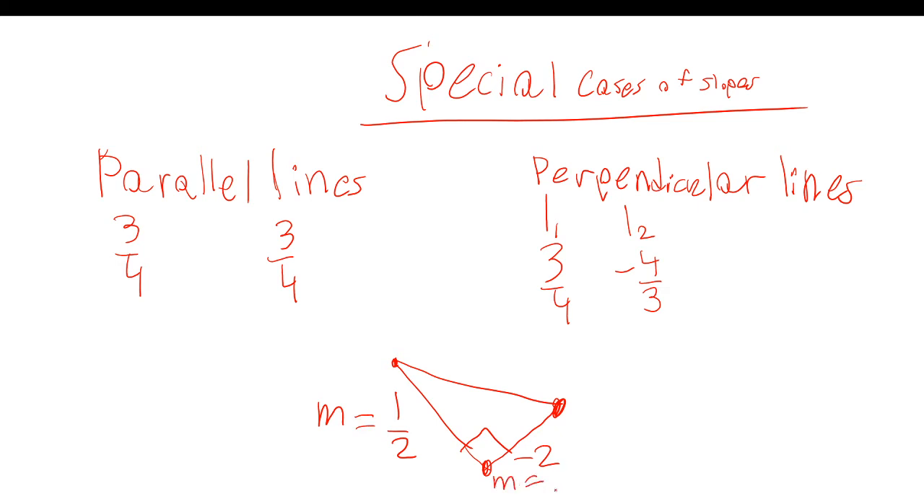So those are the special cases of slopes, parallel and perpendicular, and these are the ones you should just know. So we've talked about special cases of slopes, so let's move on to the problems. The problems are pretty cool. We do have circles, but we don't need the equation of a circle.